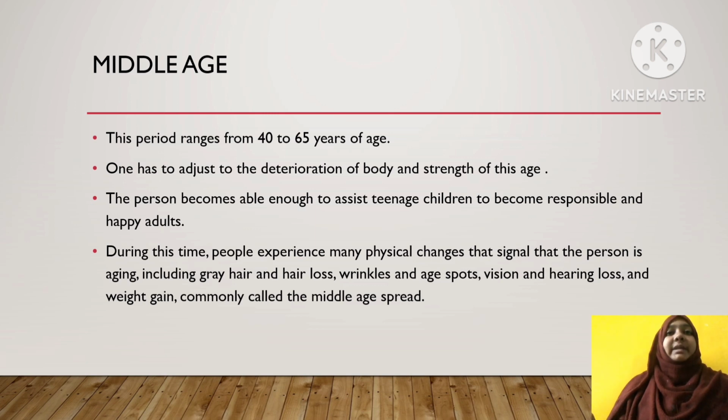Middle age. This period ranges from 40 to 65 years of age. One has to adjust to the deterioration of the body and strength at this age. The person becomes able enough to assist teenage children to become responsible and happy adults. During this time, people experience many physical changes that signal that the person is aging, including gray hair, hair loss, wrinkles, and age spots, vision and hearing loss, and weight gain, commonly called the middle age trend. At this stage, the adult settles down in his life.